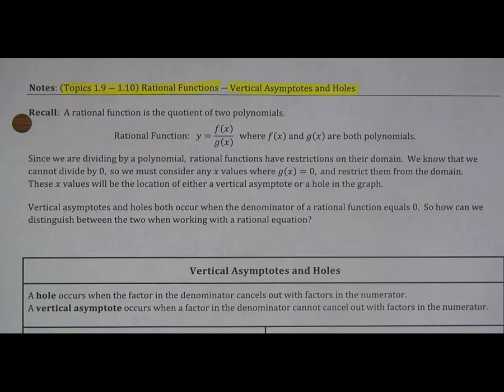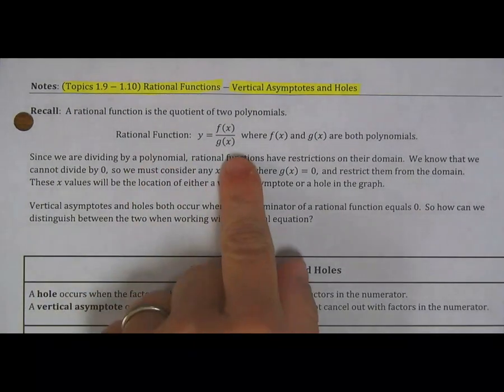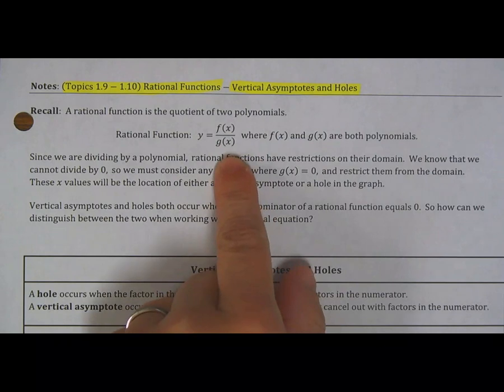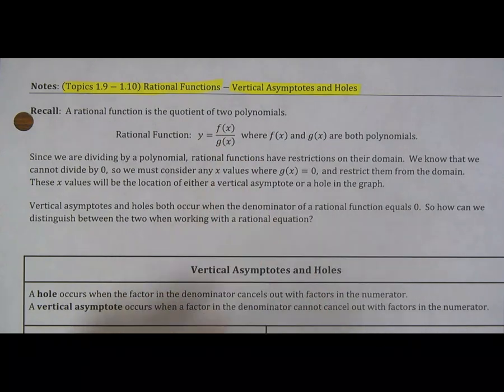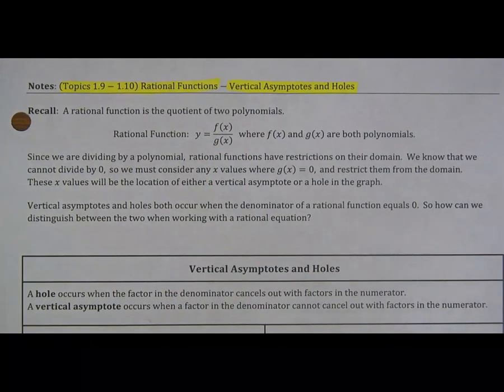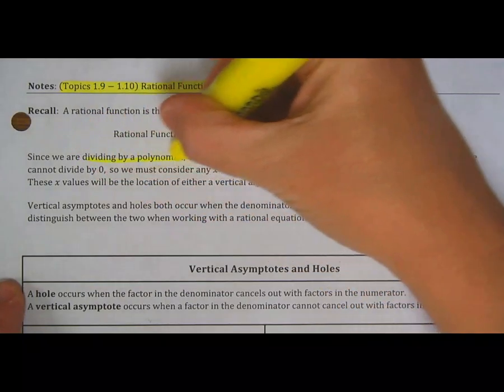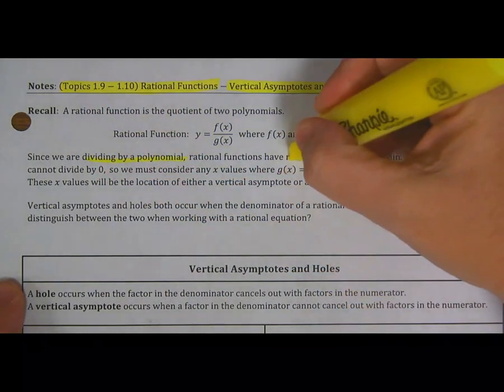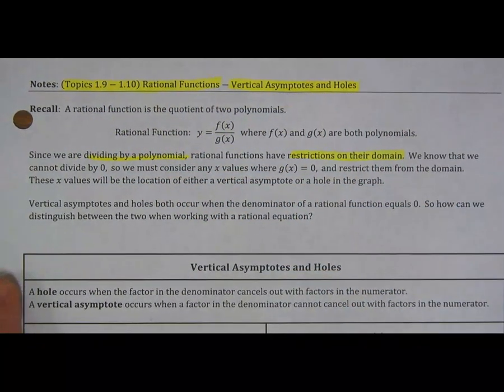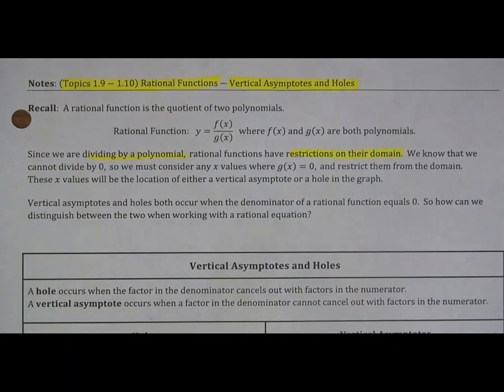Those are both called points of discontinuity. That's a fancy way of saying it. So I just want you to recall that a rational function is just a polynomial over a polynomial. It's almost like a function divided by a function. Since we're dividing, we're going to have restrictions on our domain. And that's a fancy way of saying there are some x values that we don't want to plug in.